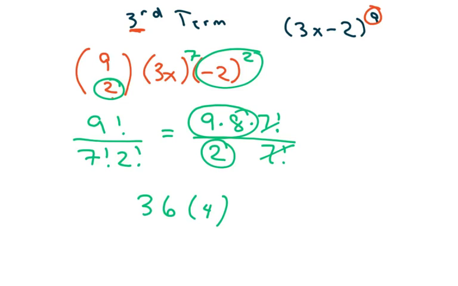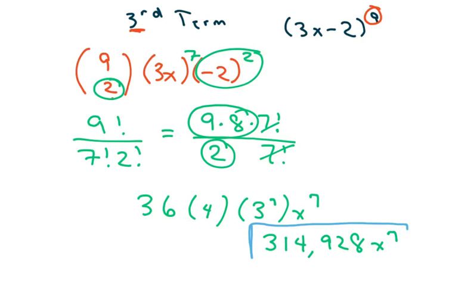And then this equals 4. You can go ahead and put it in the calculator if you want. It's 3 to the 7th times x to the 7th. And all that's going to be 314,928 times x to the 7th. And this is your third term.